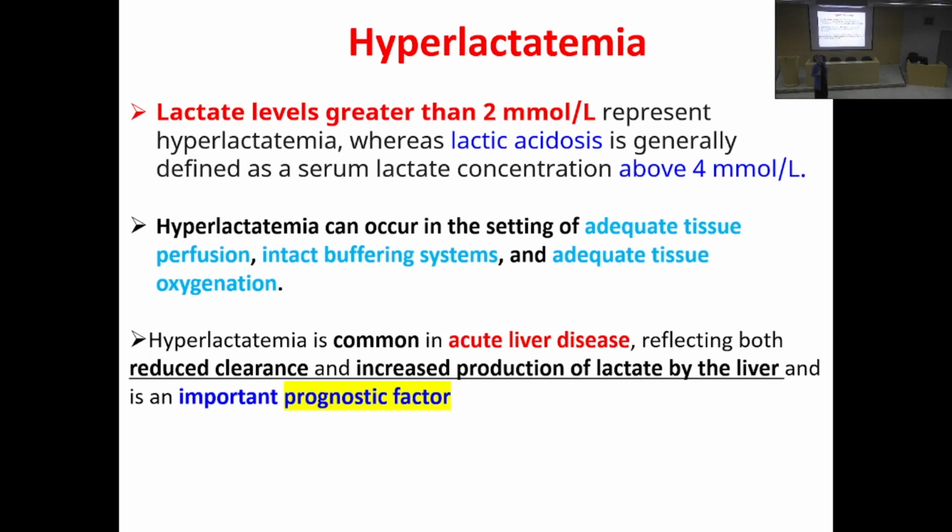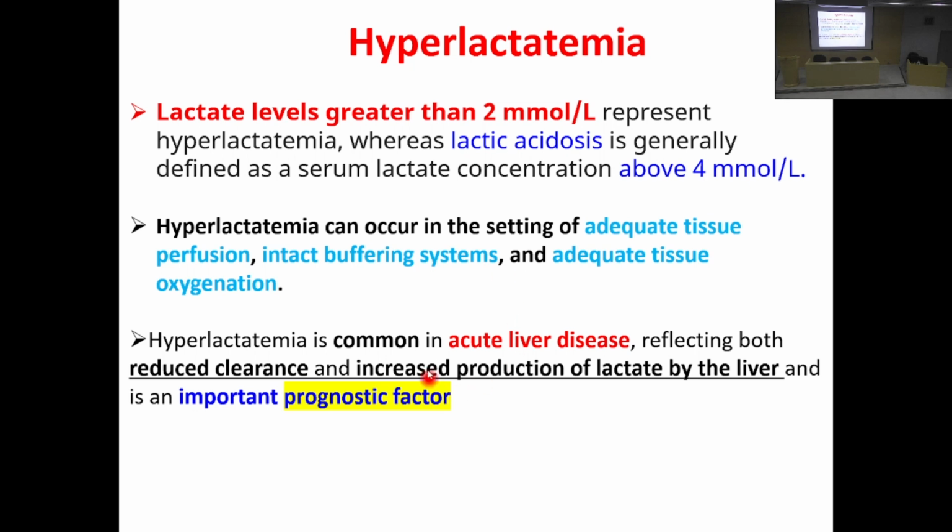All right, this is our last slide. Do you have questions about lactic acidosis? Is it clear? Perfect. There is another condition called hyperlactatemia. What is the difference between hyperlactatemia and lactic acidosis? Hyperlactatemia is when the level of lactic acid is more than 2 millimole, and lactic acidosis is when it is more than 4. Hyperlactatemia is less life-threatening than lactic acidosis, because it can happen with normal tissue perfusion, a normal buffering system, and normal tissue oxygenation, yet hyperlactatemia is present.